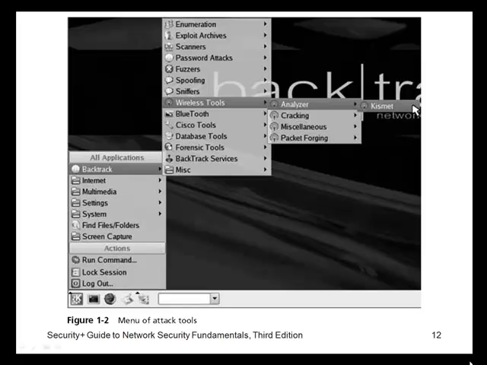I think this is actually Backtrack 3, because Backtrack 4, I'll see if I've got my copy here. I think I do. We'll put it in and take a look at it after we get done with the chapter here, the number of tools that are here.